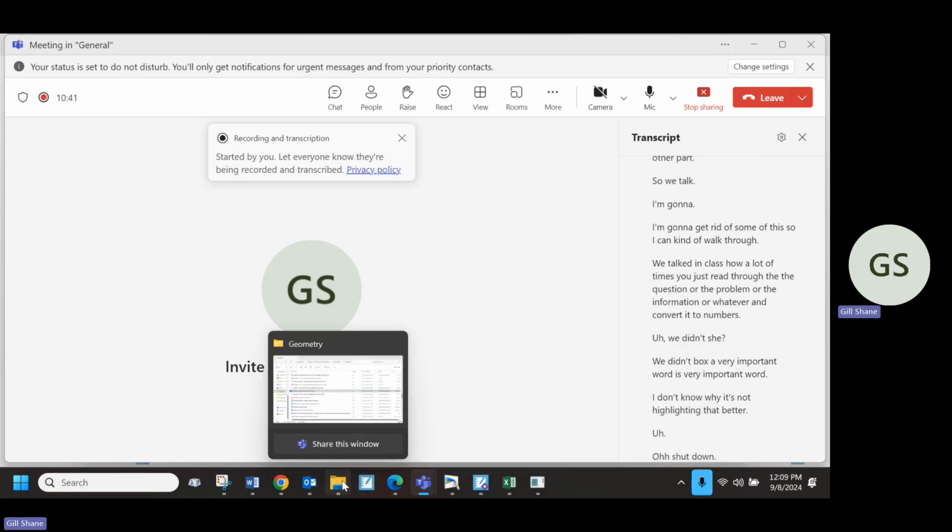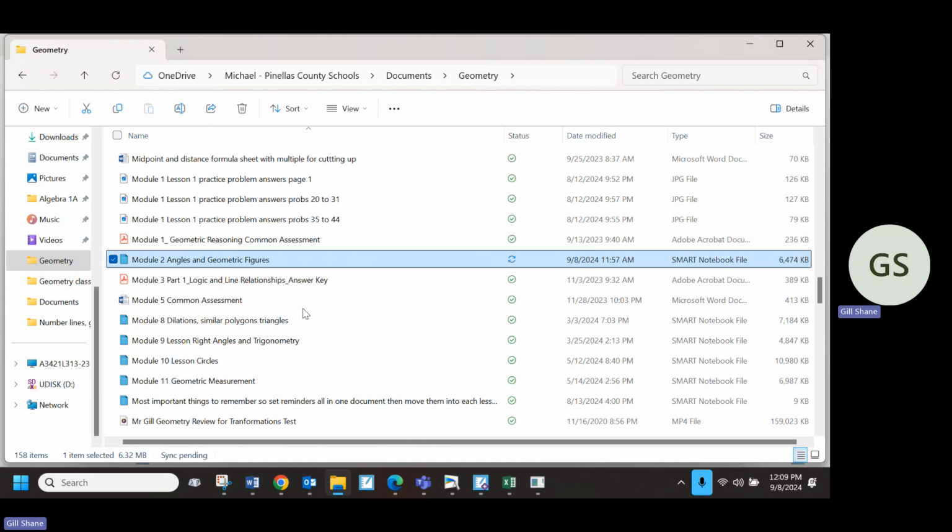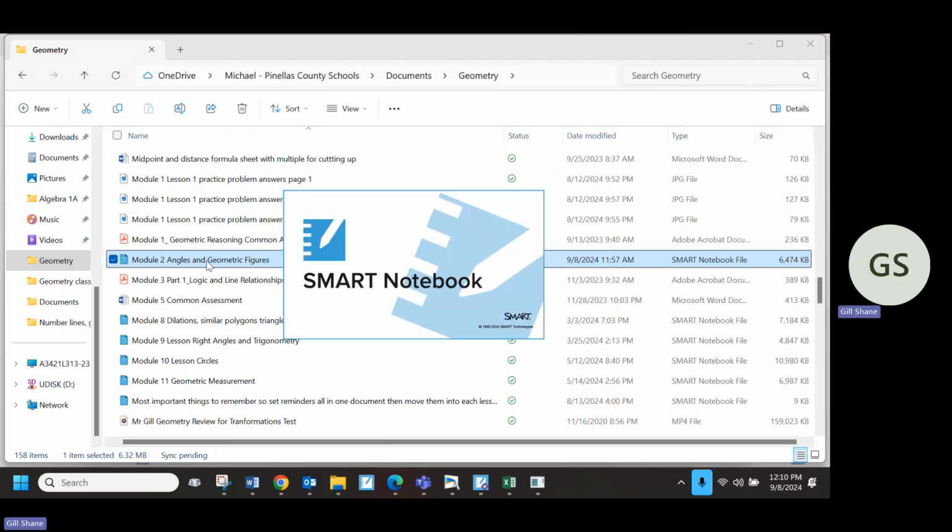Man, I don't know what is going on with this smart notebook, but it shuts down all the time. All right, it'll only take a second, hopefully, to get started back up. So again, I'll keep talking about that.